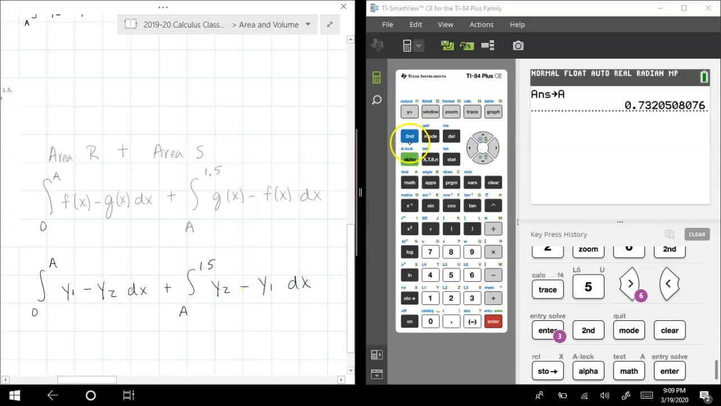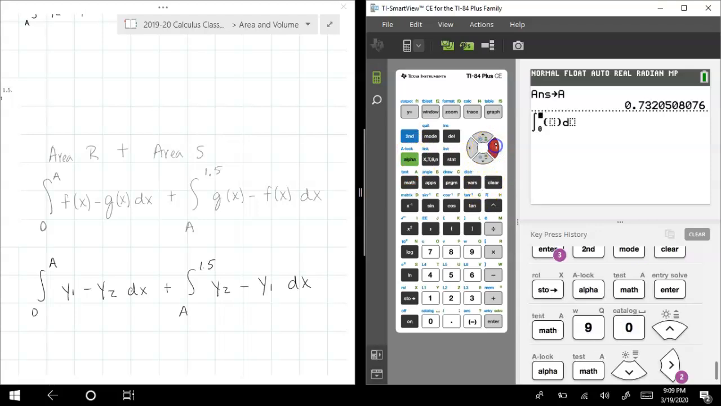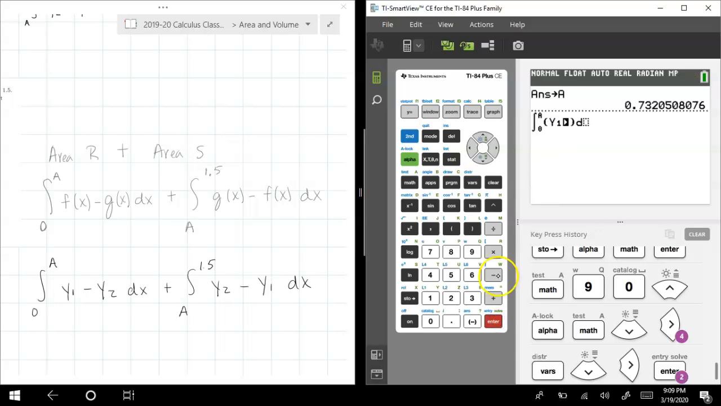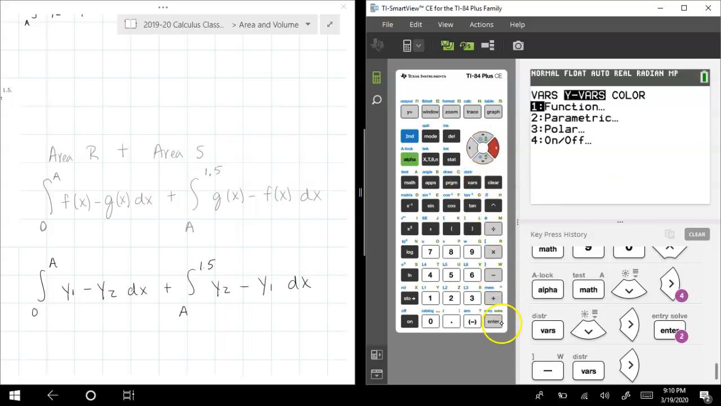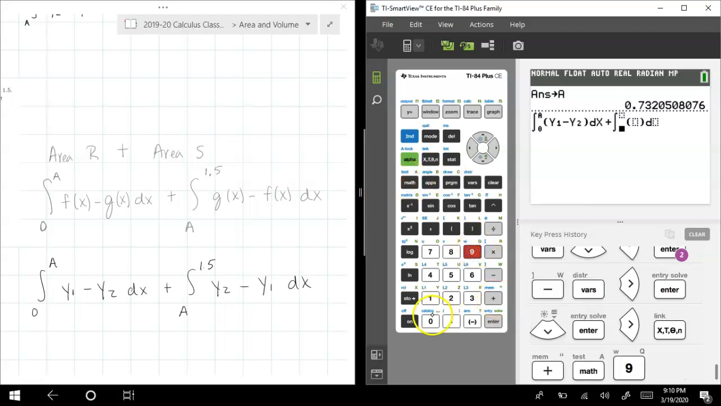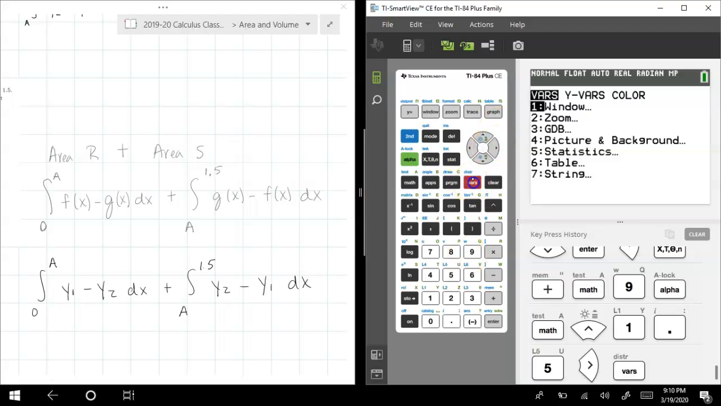So now I'm going to go about typing this in. Go to Math 9 to get the integral to pull up. I'm going from 0 to A. I need y1 minus y2 dx, that's the area of R, and I'm going to add it to the area of S. This time starting at A, ending at 1.5, and I need y2 minus y1.